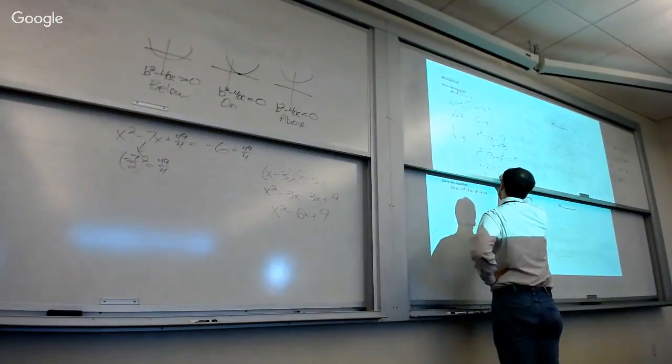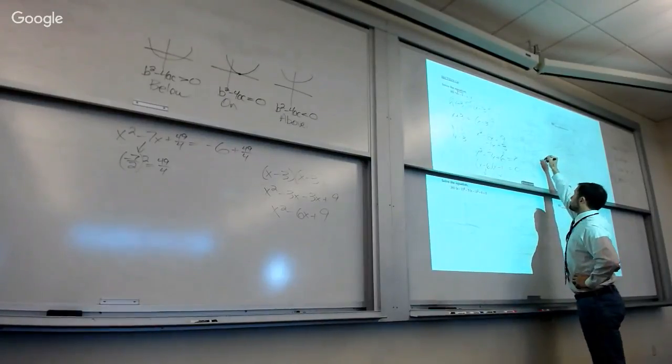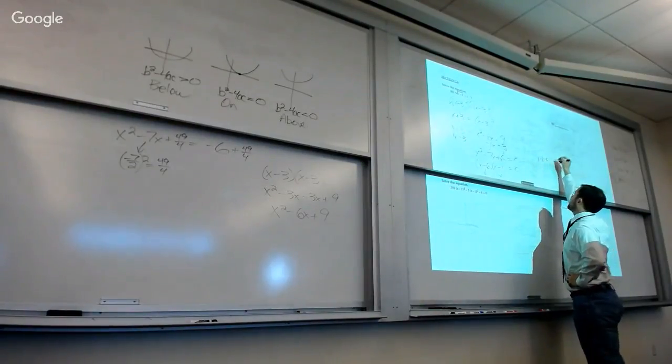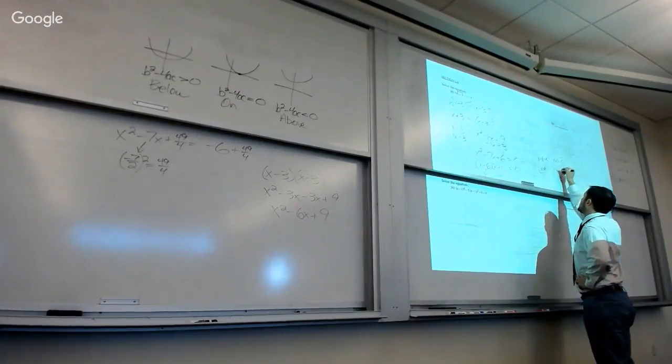And then you set both of those factors equal to 0. And what do we end up with? Yeah, either x minus 6 equals 0 or x minus 1 equals 0, which means x equals 6 or x equals 1.